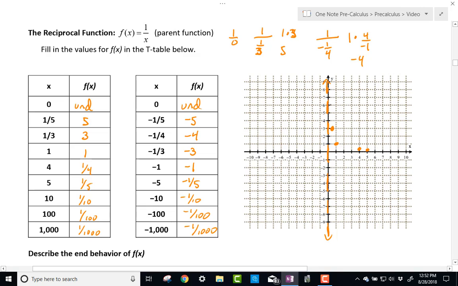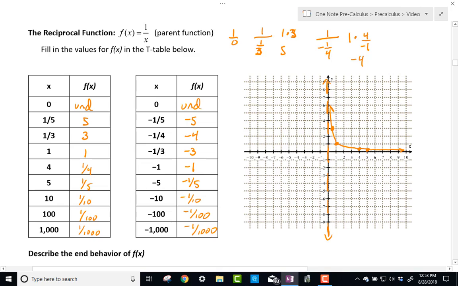So as my graph comes in, it comes against the vertical asymptote, and it's just going to continue to hover right above the x-axis, because even if I plug in 1 billion, I get 1 over 1 billion, which is still greater than 0. And the same thing happens on the negative side.